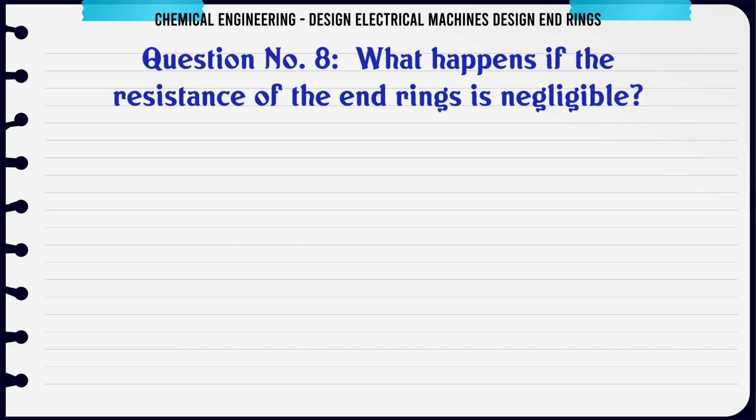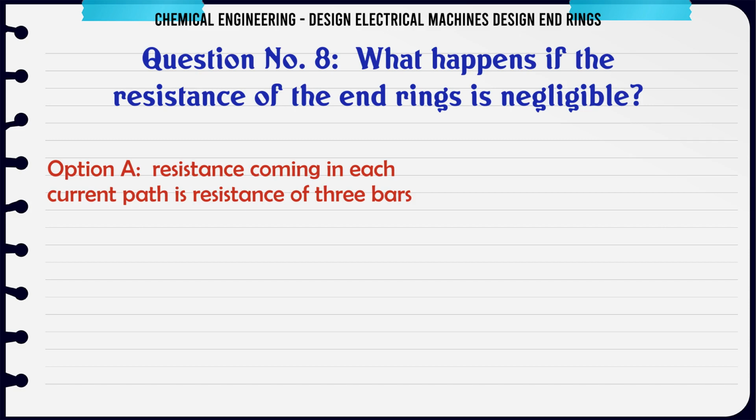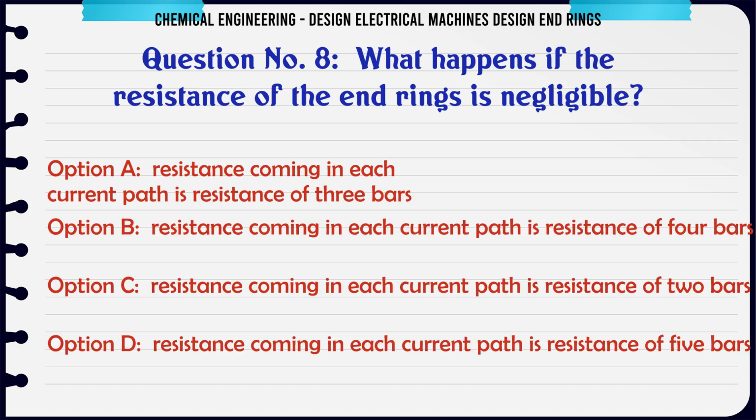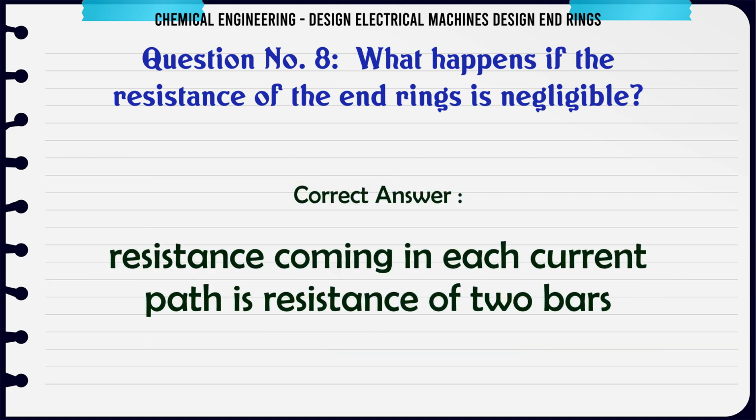What happens if the resistance of the end rings is negligible? A. Resistance coming in each current path is resistance of 3 bars. B. Resistance coming in each current path is resistance of 4 bars. C. Resistance coming in each current path is resistance of 2 bars. D. Resistance coming in each current path is resistance of 5 bars. The correct answer is resistance coming in each current path is resistance of 2 bars.